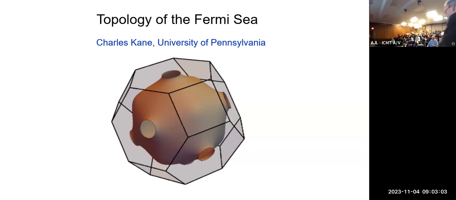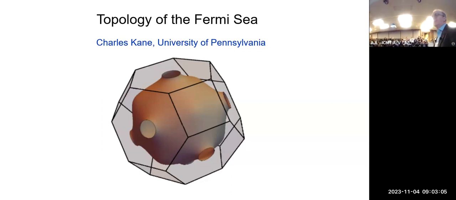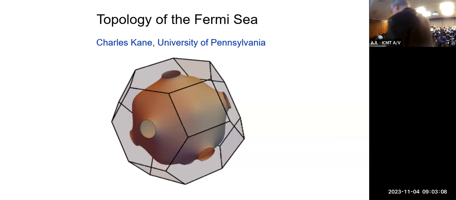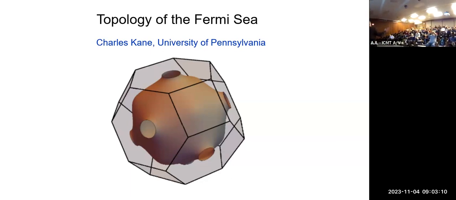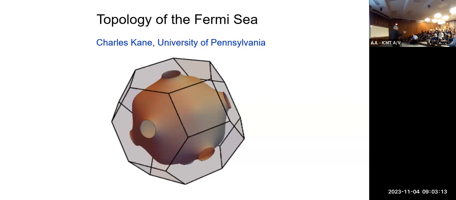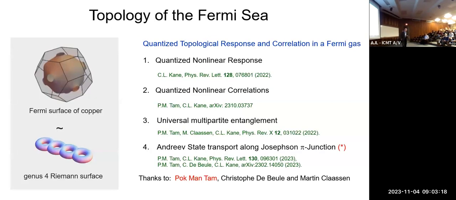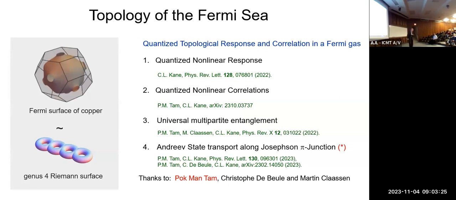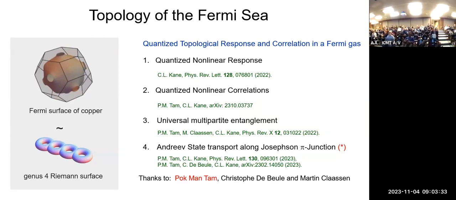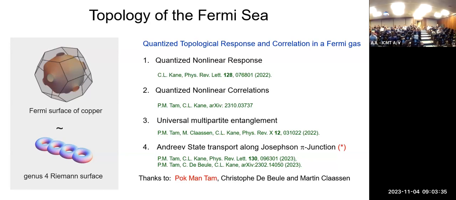So I want to talk about something I've been thinking about for the last few years, which is an application of topology to electronic systems that's a little bit different than what we've usually been thinking about. It has to do with the fact that the Fermi surface of a metal is a topological object. The Fermi surface of copper is basically like a fancy donut. So there's a topological number associated with that, and I've been exploring what consequences that fact might have.